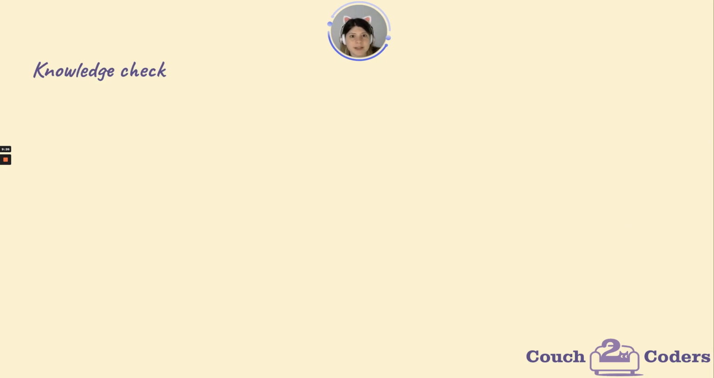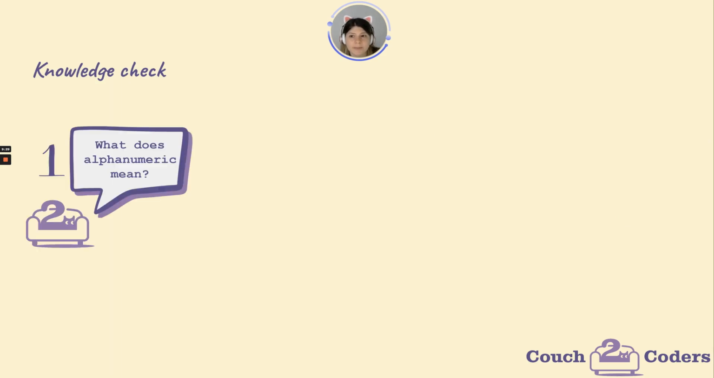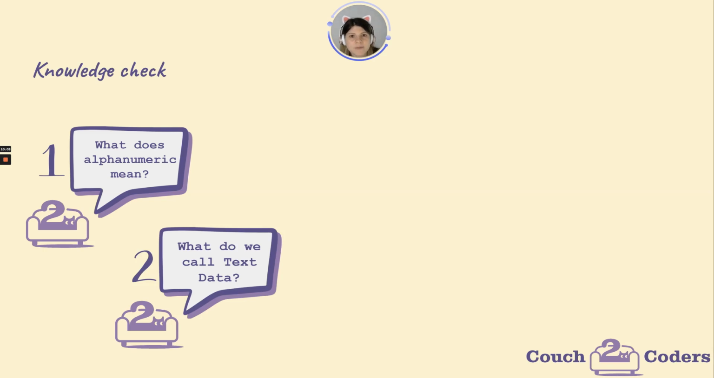So let's do another knowledge check. Same format as before. What does alphanumeric mean? Go ahead, pause your video, jot down what you think it is. So alphanumeric, as we remember, means that it can be letters or numbers. Alphabet, numbers. What do we call text data? Text data we call a string. I don't know exactly why it's called a string, but that's just how it is in the coding world, and so that's what it will be.